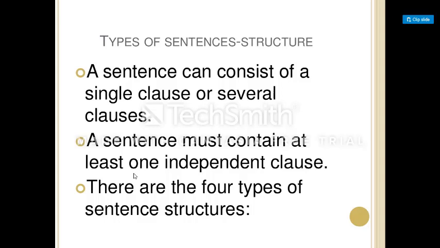Now comes the next category: we are to start the types of sentences according to structure, the way the sentences have been structured. A sentence can consist of a single clause or several clauses. What is a clause? A clause is a part of a longer sentence with its own subject and predicate, which may or may not give complete sense. So clauses make parts of a sentence.